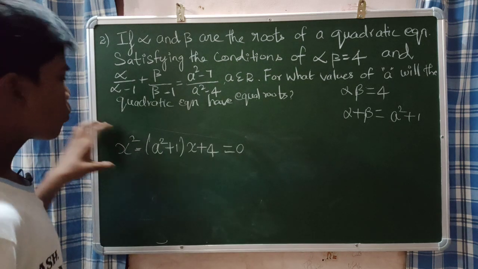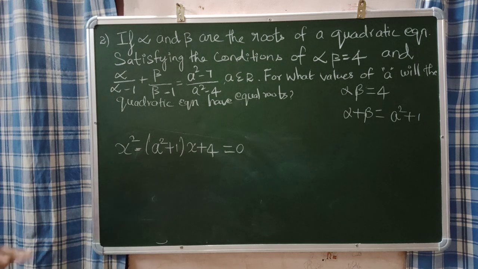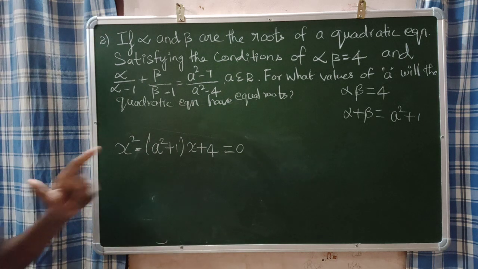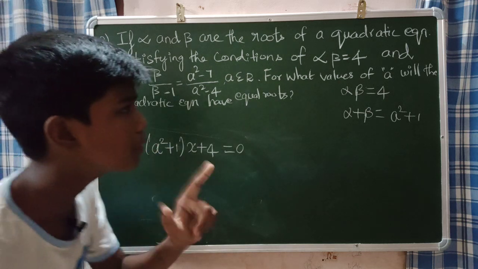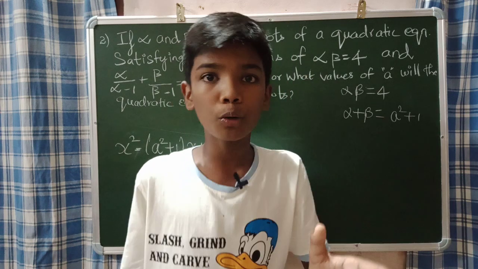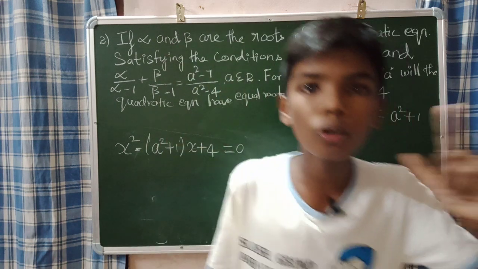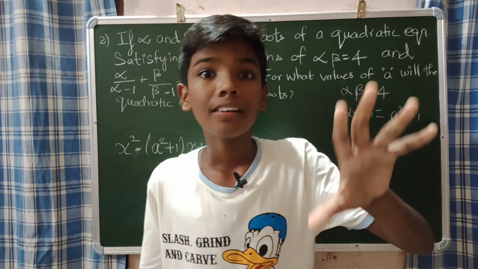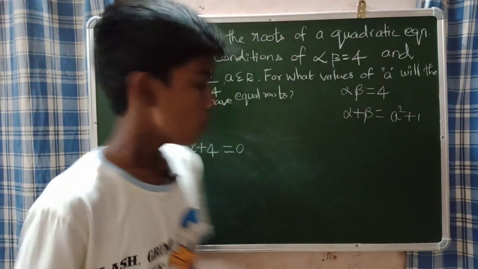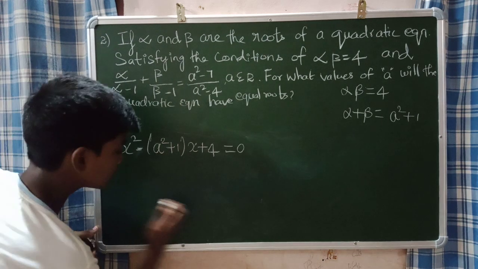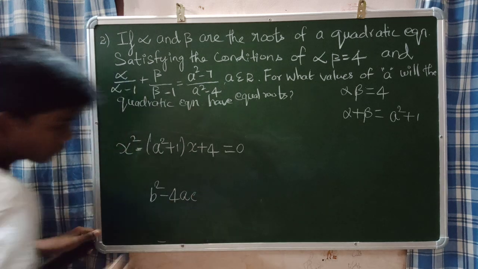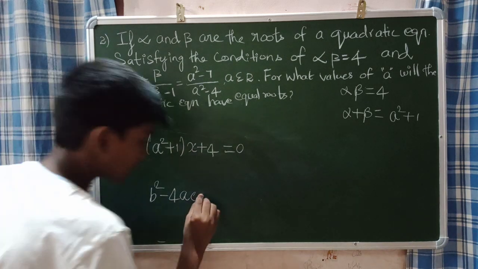Now guys, this is the quadratic equation that we got. Now in the question they are saying, for what values of a will the quadratic equation have equal roots? So what is our point here? Guys, a quadratic equation has equal roots if the discriminant is equal to 0. What is the discriminant? The discriminant is b square minus 4ac. That should be equal to 0.